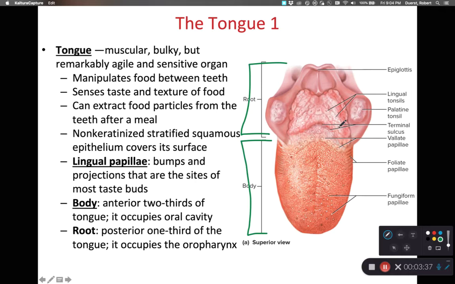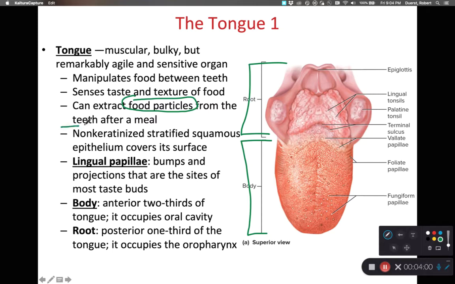As we look at the tongue, it's going to be used to manipulate food, to move it around between the different regions of the mouth, so we can have different kinds of teeth to mechanically digest the food. We use our tongue for sensing taste and texture of our food, and we can take food particles that get stuck in our teeth and use our tongue to help clean our teeth out after our meal.